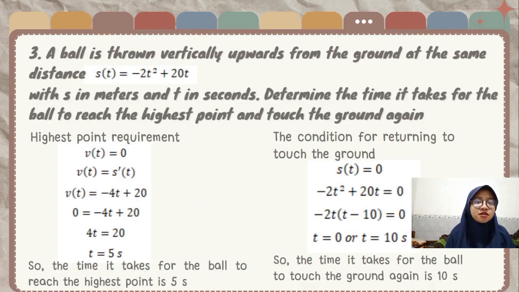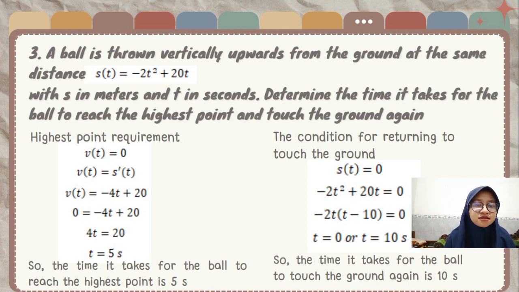3. A ball is thrown vertically upward from the ground at a distance s(t) = -2t^2 + 20t, with s in meters and t in seconds. Determine the time it takes for the ball to reach the highest point and touch the ground again.